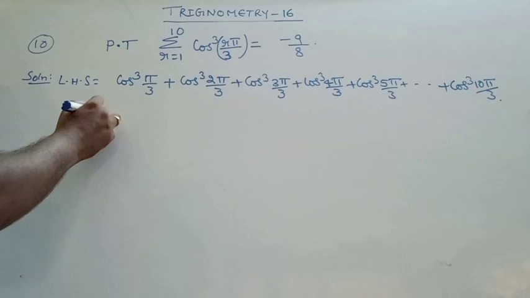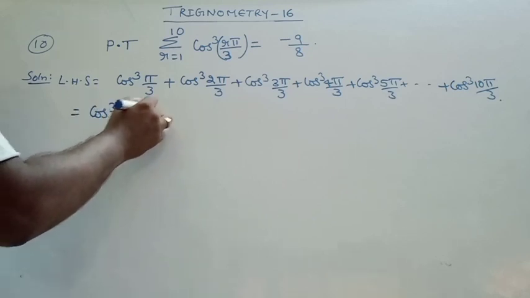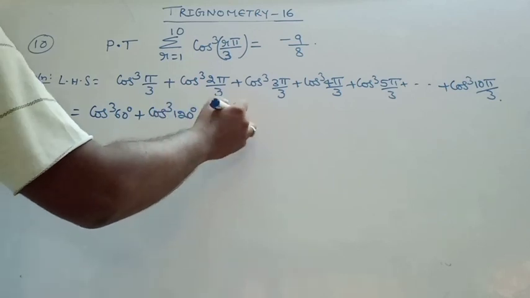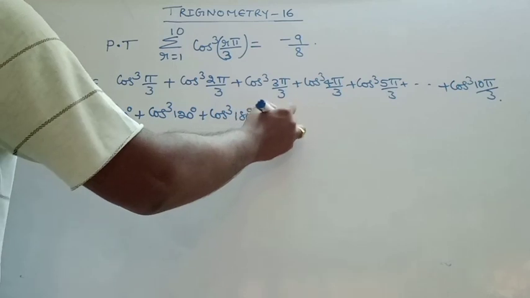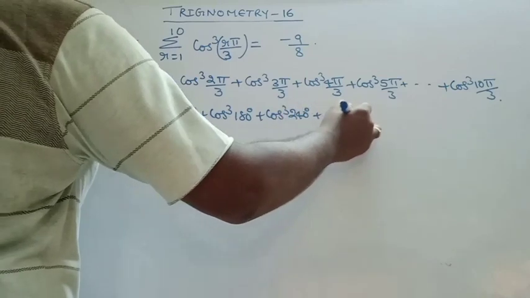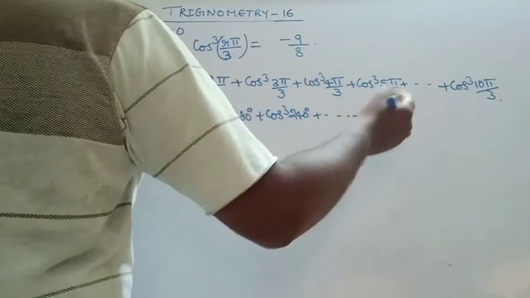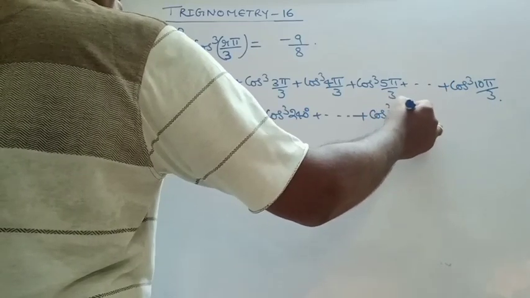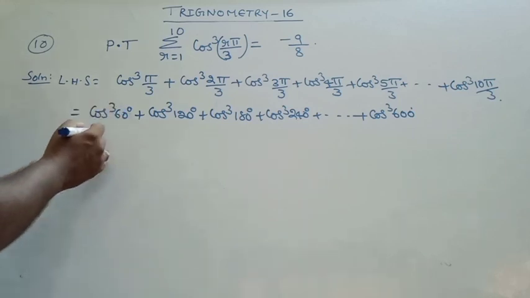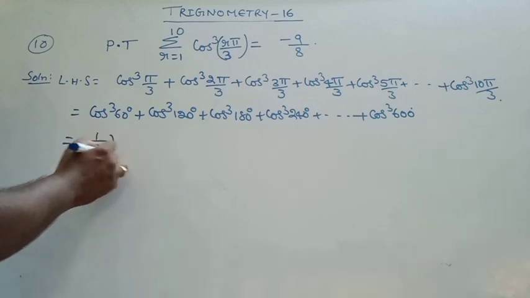60 degrees. Now this is cos cube 60 degrees, cos cube 120 degrees, next cos cube 180 degrees, next cos cube 4 into 60, that is 240 degrees, and so on. Cos cube 10 into 60 degrees, that is nothing but 600 degrees, right? It is very simple, you just write these values and sum it up, you will get this problem very easily. Cos cube 60 degrees, cos 60 degrees you know is 1 by 2, whole cube.